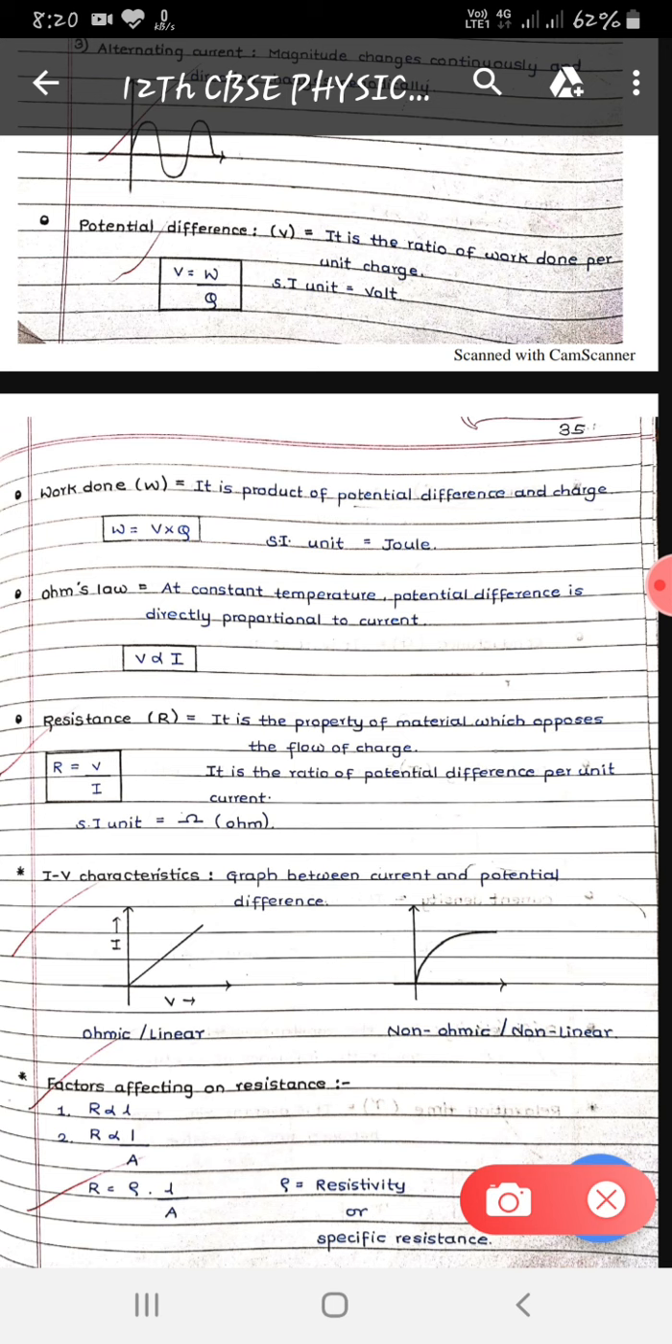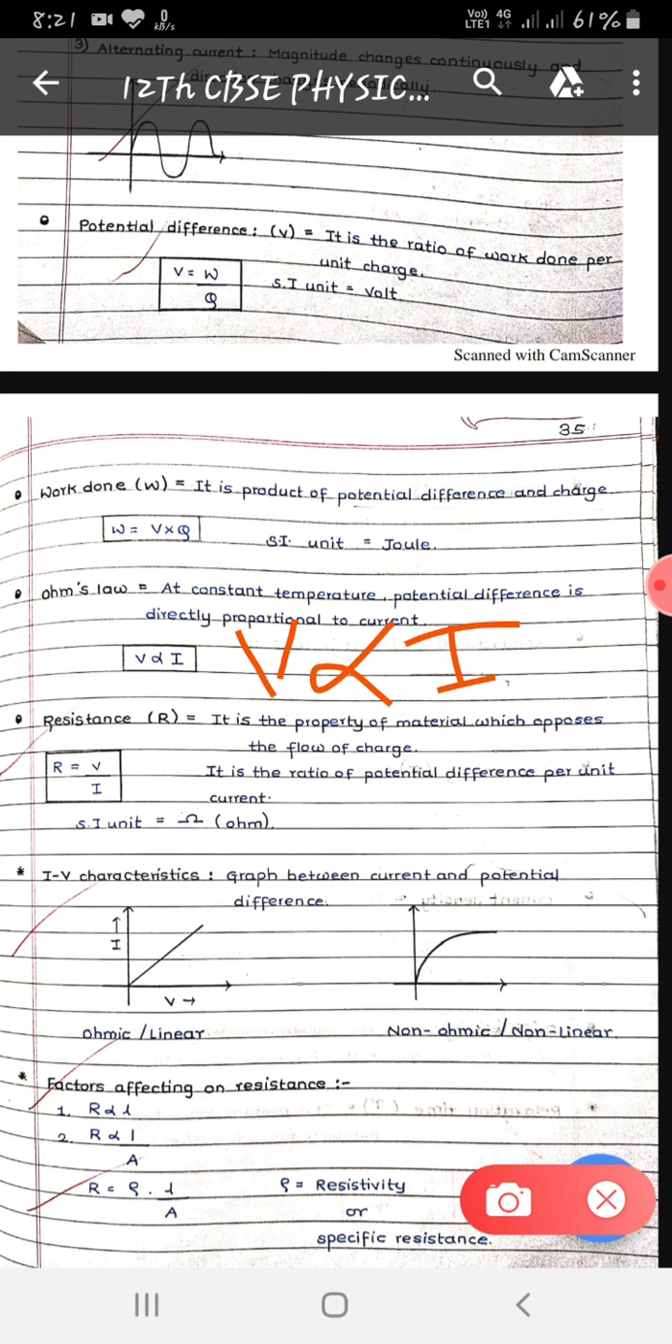At constant temperature, the potential difference between two terminals of a conductor is directly proportional to the current flowing through the conductor. I repeat, at constant temperature, the potential difference between two terminals of a conductor is directly proportional to the current flowing through the conductor. So we can write V is proportional to I. My dear students, don't forget one thing: we cannot write I proportional to V, otherwise all the formulas will come out wrong.